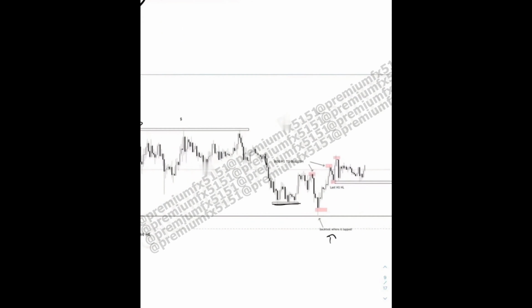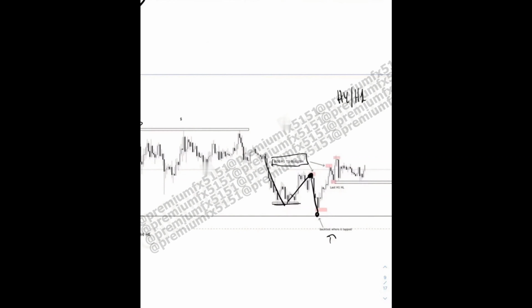And after that, we had H1 trending to the downside, creating lower highs and lower lows, and we have a break of structure in H1. So now we have H4 and H1 aligned.